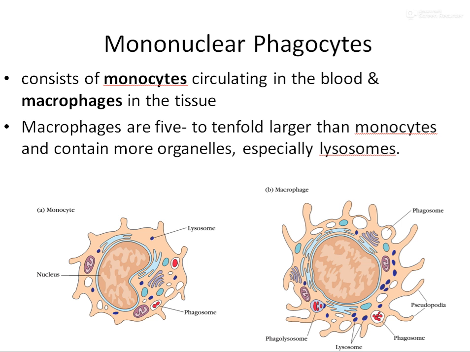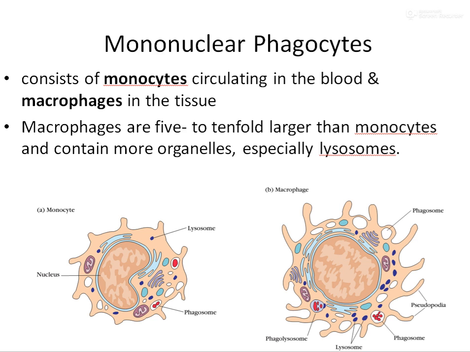So let's move on. First, coming to the single nucleated cells which are found within the blood. They are called the mononuclear phagocytic cells, and they include the monocytes, which circulate in the blood, and the macrophages, which are deposited within the tissues. Macrophages are considered to be 5 to 10 fold larger than the monocytes, and they contain organelles, especially the lysosomes.